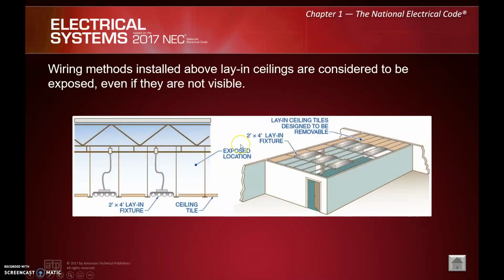Wiring methods above lay-in ceiling. They want to drop back to accessibility here once again. We still consider this to be exposed even though we can't see it. We still consider this to be accessible even though we can't see it. We can easily take that lay-in fixture out. We all know this. We do this all the time. Again, it's above 6'7". More than likely, it's not really accessible, but it is accessible.